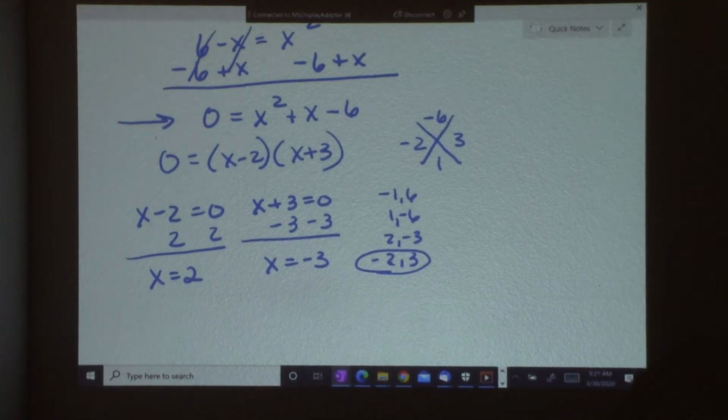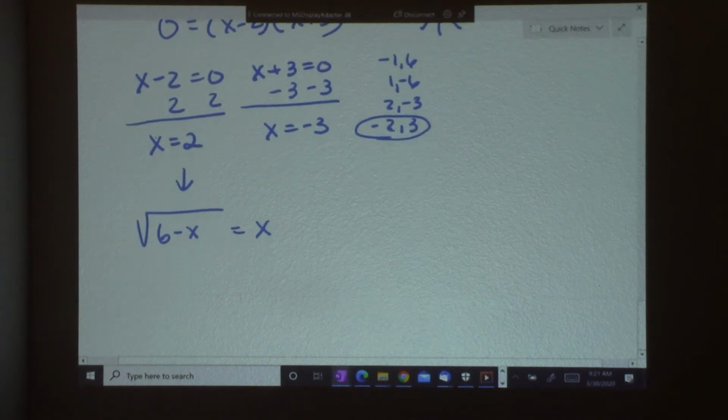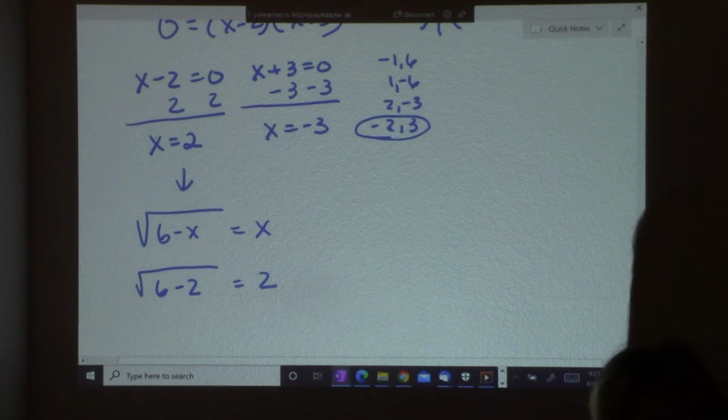So let's put in 2 into my equation. My original equation was square root of 6 minus x equals x. Let's see if that works. So I'm going to take the x out and put 2 in, and I take the x out and put 2 in. Do you see that?